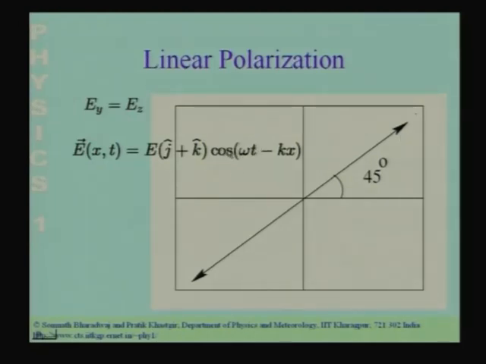When t is 0, cos omega t is 1, and this has the maximum value which it can assume. Now, as t increases, this cos omega t is going to come down. So, both the y component and the z component of the electric field are going to come down by exactly the same amount. And then when omega t is pi by 2, both of them are going to be 0, and when it crosses pi by 2, both of them are going to be negative. So, the electric field is going to become like this, and it is going to oscillate back and forth like this.